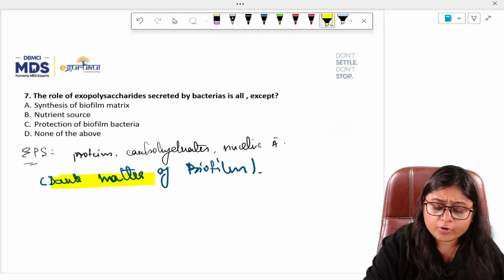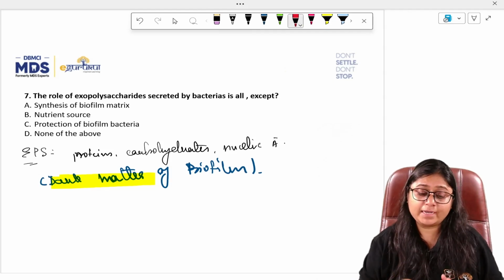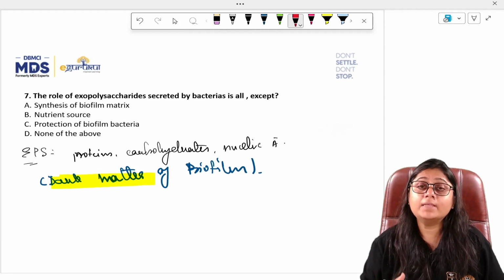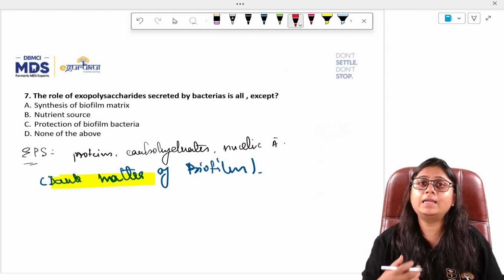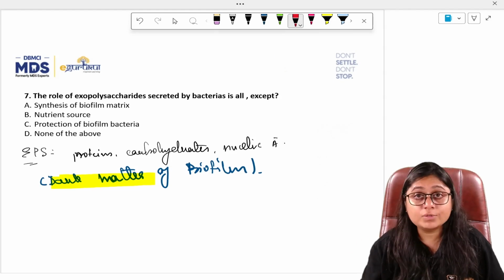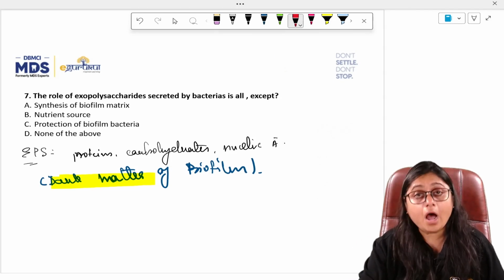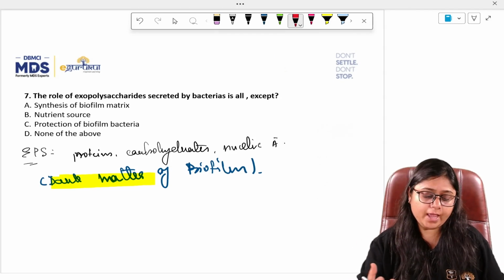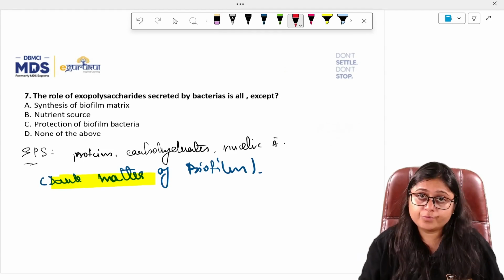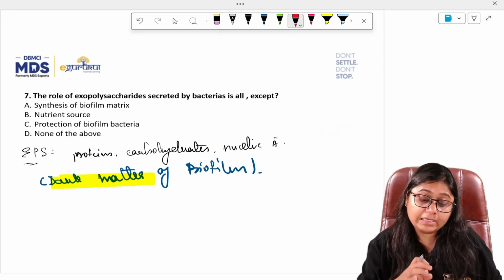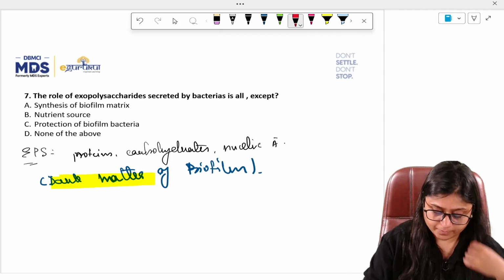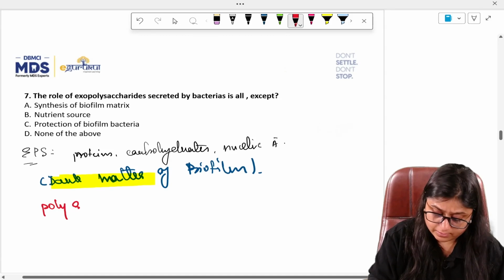Till now some information is there that this exopolysaccharide protects the bacteria, provides a nutrition source to other bacteria, protects the bacteria inside the biofilm from the host, and protects the bacteria from other harmful chemicals. It helps the bacteria to evade the host immune response. So this is the major role of exopolysaccharides.